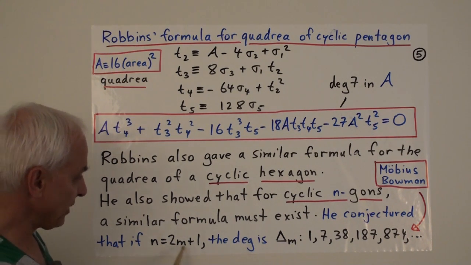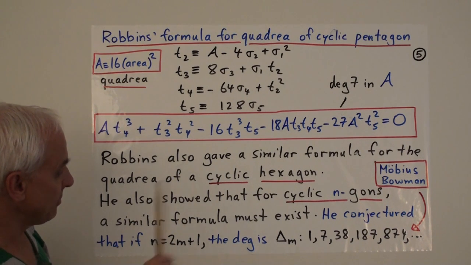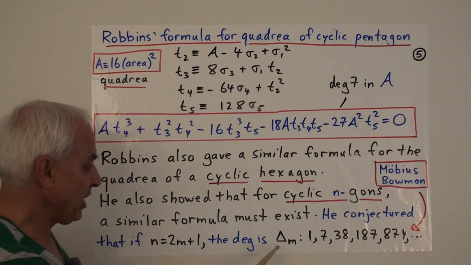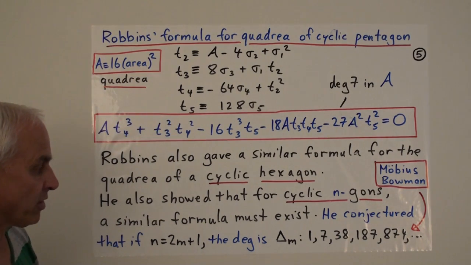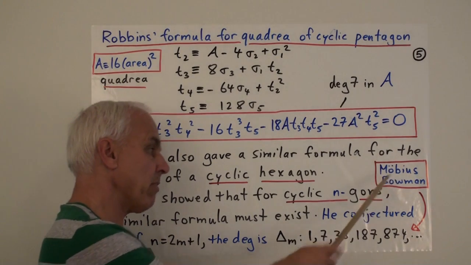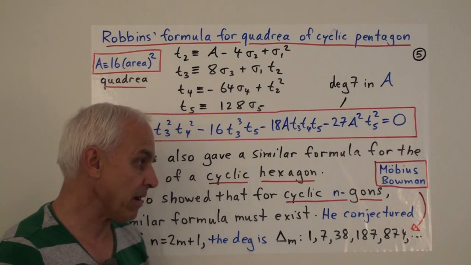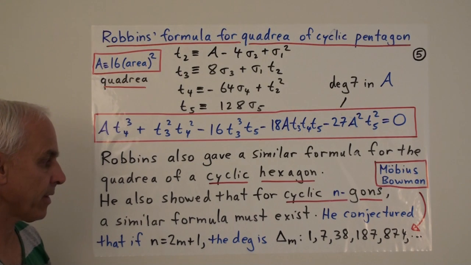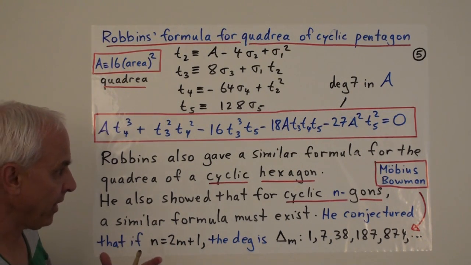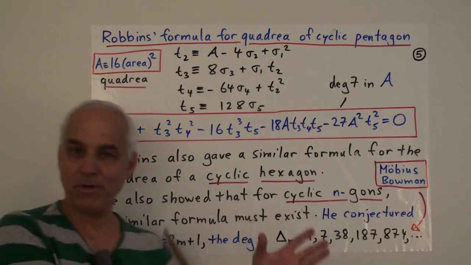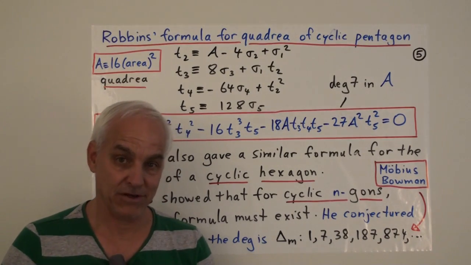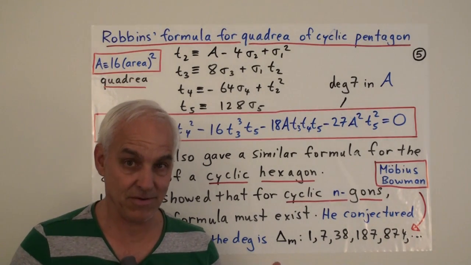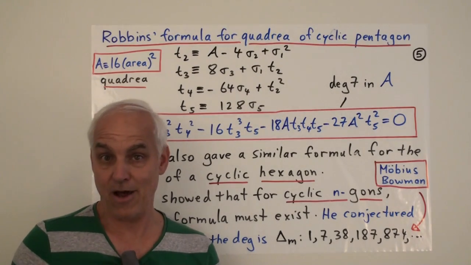And he conjectured that for odd polygons, the degree should form some reasonable pattern here. There was a formula for it. But in fact, this was already known by Moebius and understood by Bowman also earlier. Okay. So, a very tantalizing kind of story that there are these formulas out there. They're of increasingly complicated degree. They're probably very significantly challenging to write down.